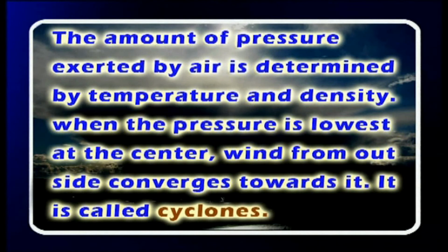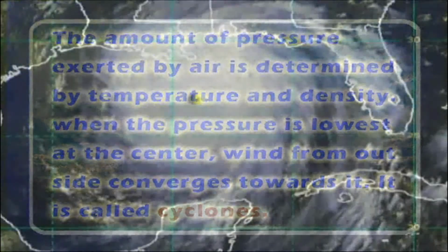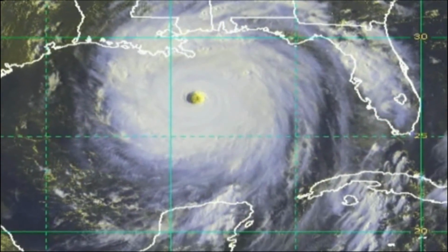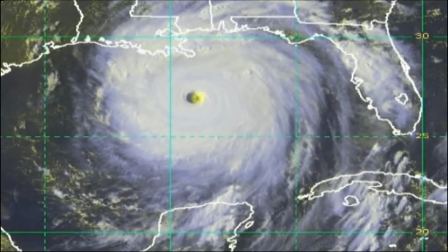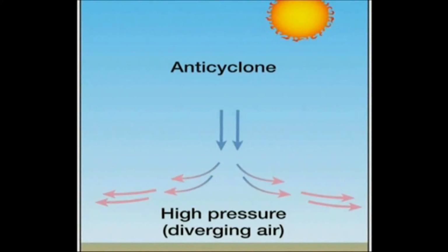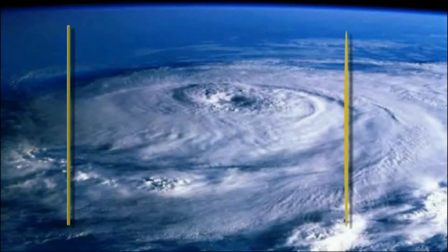When the pressure is lowest at the center, wind from outside converges towards it. It is called a cyclone. Similarly, when there is a high pressure at the center surrounded by low pressure areas, the wind blows towards the outer margins. It is called an anticyclone. There is a vertical variation in the distribution of temperature amongst these cyclones.